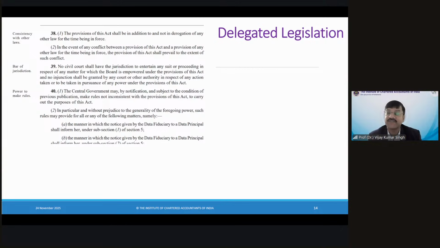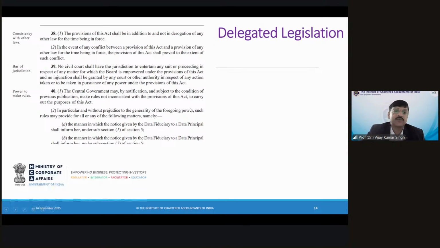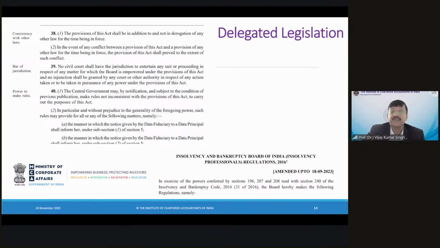So, the power is derived from where? From the parent Act. The central legislation gives them the power to make rules. Similarly, there is the power to make regulations. Delegated legislation also talks about the power to make regulations. In the Companies Act, the Ministry of Corporate Affairs is there. In the Insolvency and Bankruptcy Code also, the Ministry of Corporate Affairs is there. And there are certain powers to make regulations, for example, boards like the IBBI have the power to make regulations.